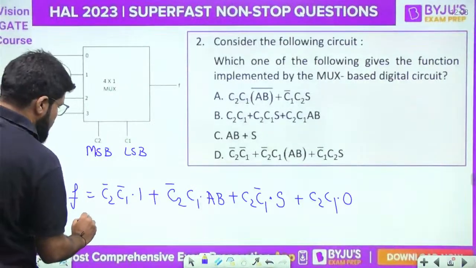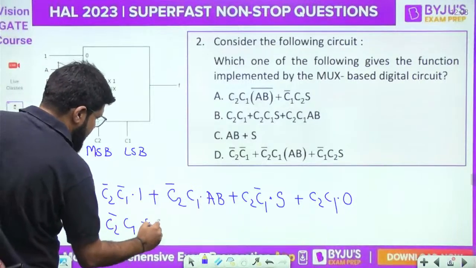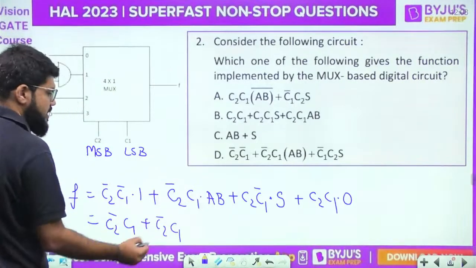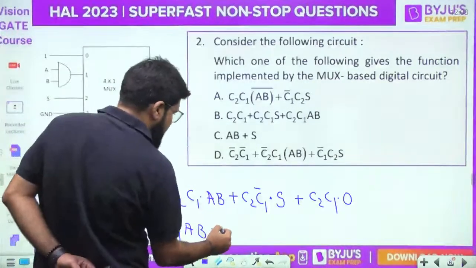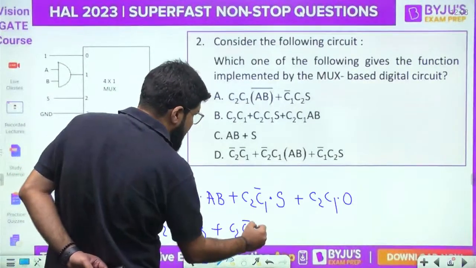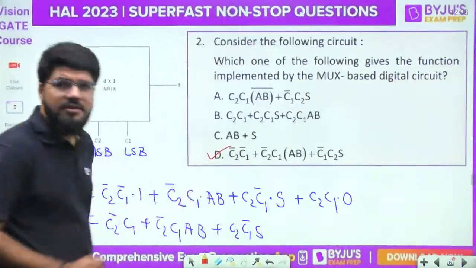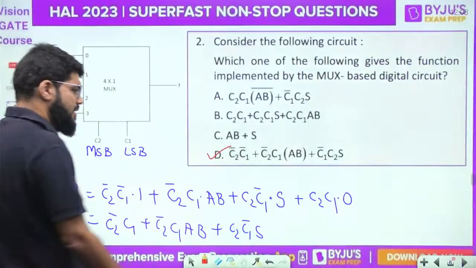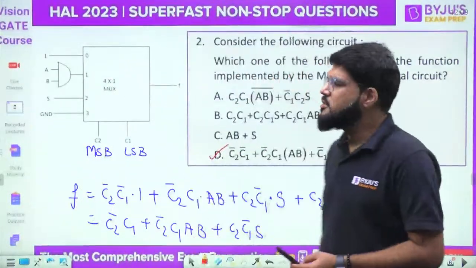Okay. So this is a simple one only. C2 bar C1, no further simplification required, I think. C2 bar C1 AB plus C2 C1 bar S. Very clear. D is the correct answer. Yes, Bhanu, correct answer. It is very evident that the correct answer is D. Okay, moving ahead to the next question.